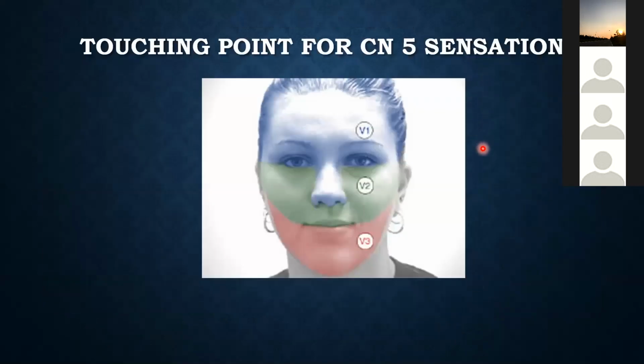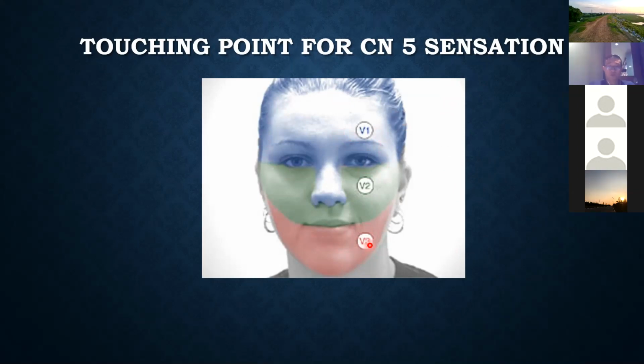I think you guys already learned the neuroanatomy with Dr. Talarico about the 3 branches of cranial nerve number 5, right? So this is the distribution of the V1, V2, and V3. In the hospital here in the US, you will hear that the doctors don't use the words 5-1, 5-2, or 5-3. They usually say just V1, V2, and V3. Okay.